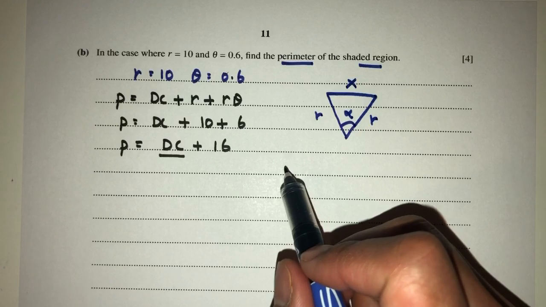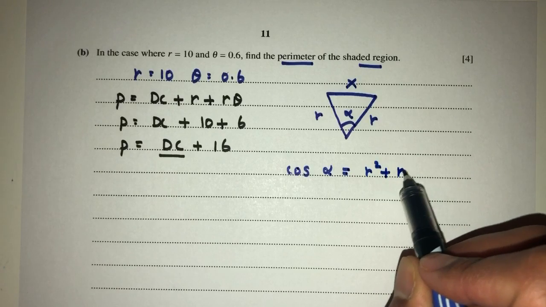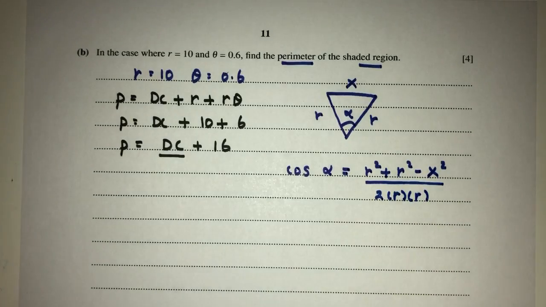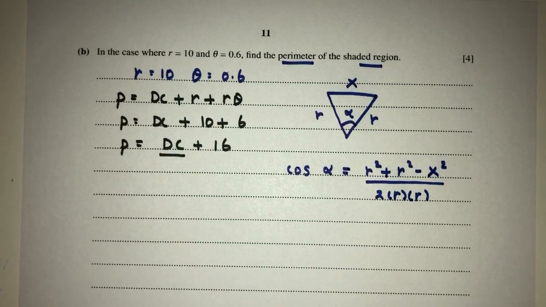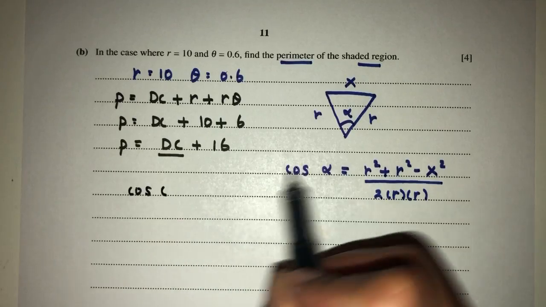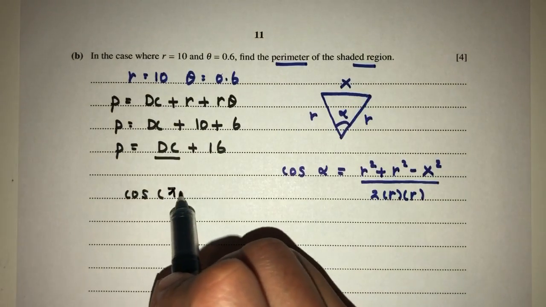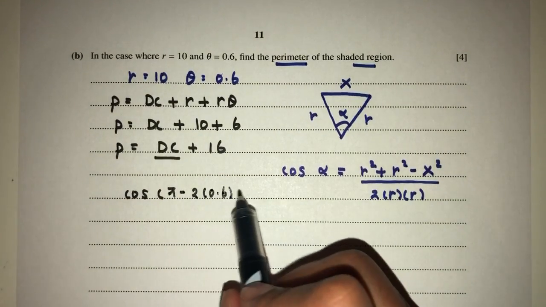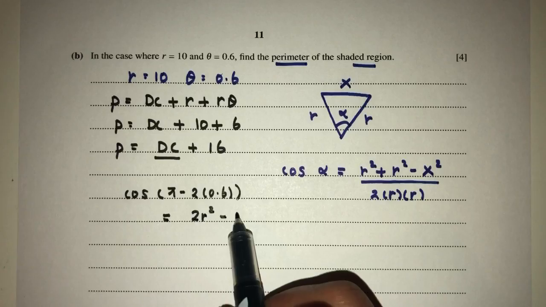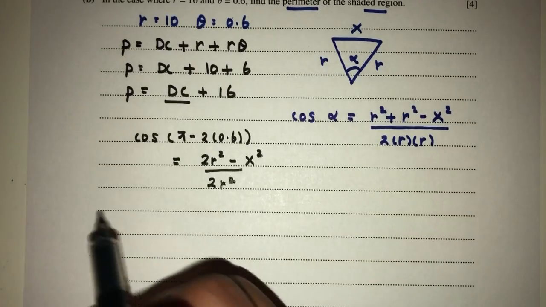Which is equal to cosine of the angle is equal to r squared plus r squared minus x squared divided by 2 times r times r. And this is something you need to know. It is not given to you, so make sure you know the formula for cosine rule and sine rule as well. Now, cos the angle is, as you can see on the main diagram, pi minus 2 theta, where theta is 0.6. It is given by r squared plus r squared, that will be 2r squared, minus x squared divided by 2r squared.